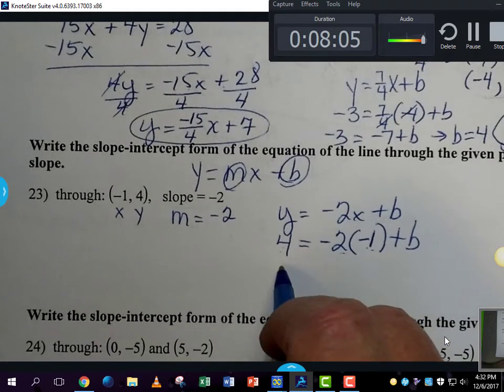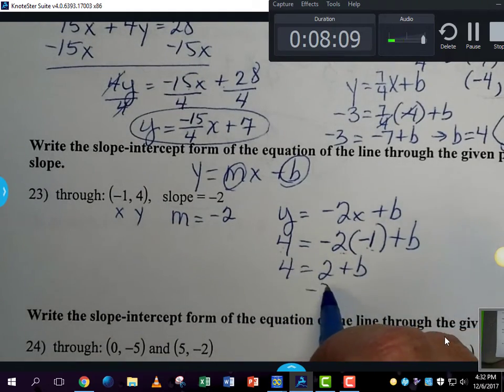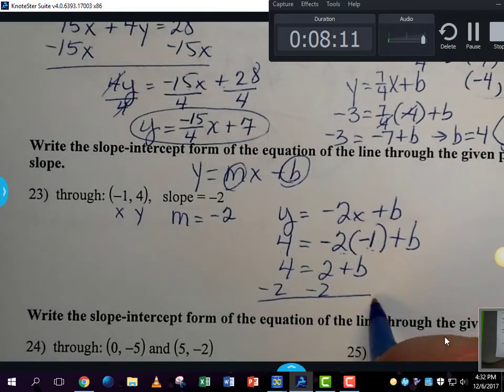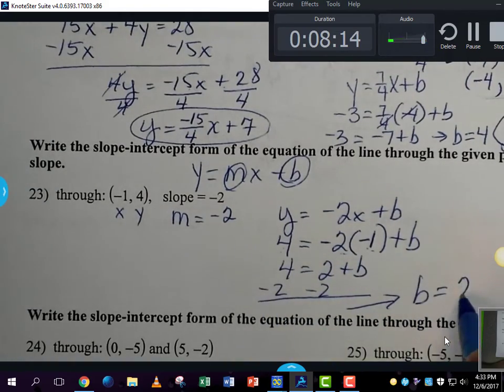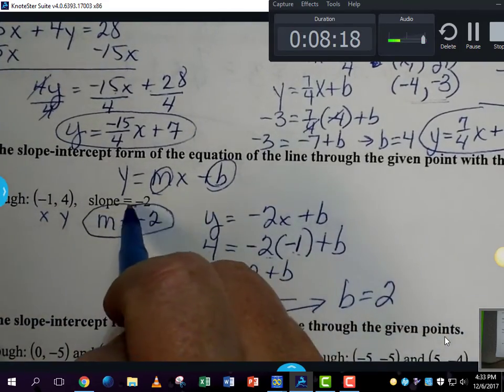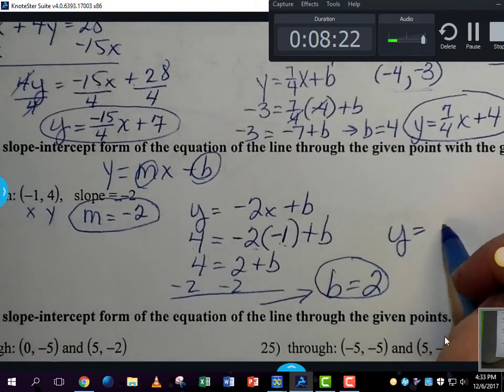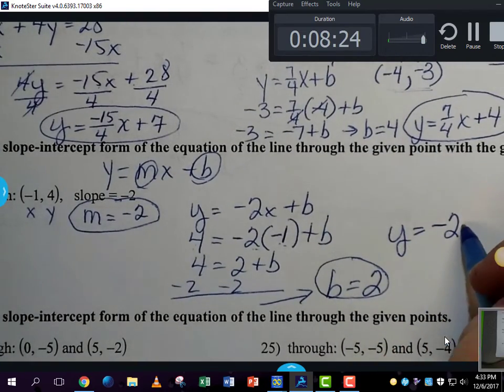This is going to give us a +2 when we multiply. Subtract 2 from both sides. I'm going to get b is equal to +2. So now I need to put it together. Here's one of my pieces of info. Here's my other piece of info. I'm going to get y equals m, x, and then whatever b is.